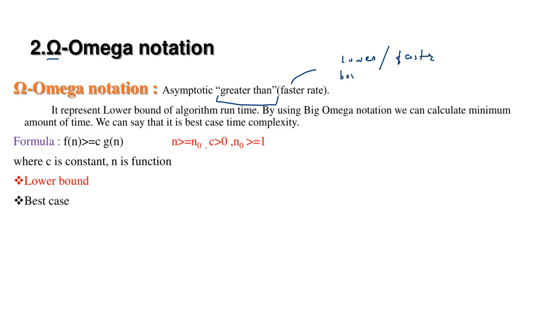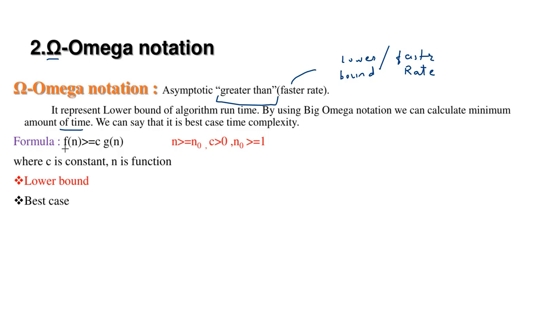Lower bound, or faster rate. So now you can see that using big omega notation we can calculate the minimum amount of time required for one particular algorithm. In big O notation, it was giving the maximum time, and the algorithm's execution time or complexity was always falling below that. But now in big omega notation, we can say that algorithm complexity will be minimum this much and will always be higher than this particular value.